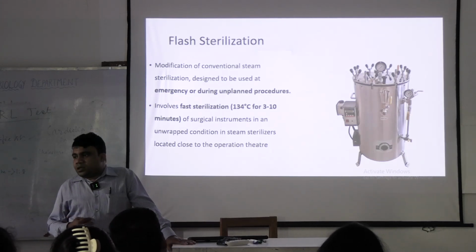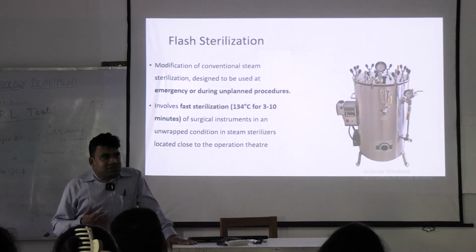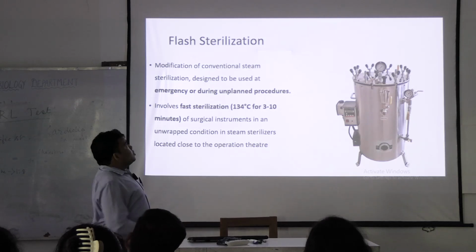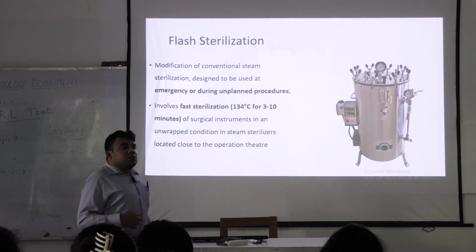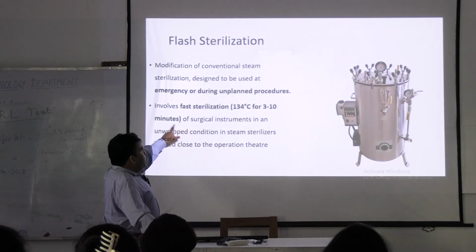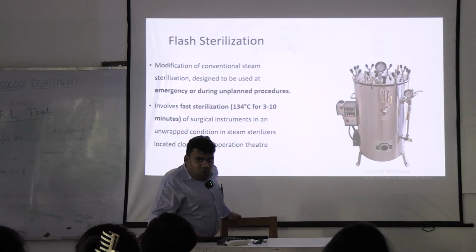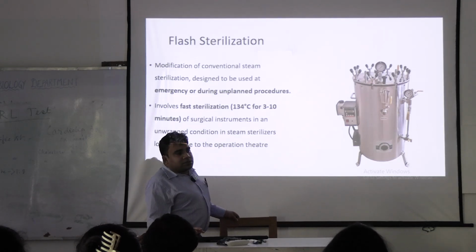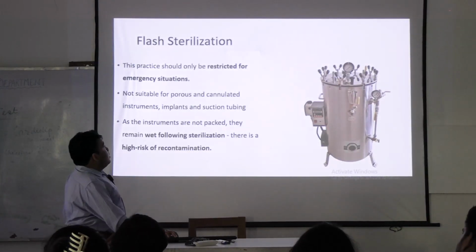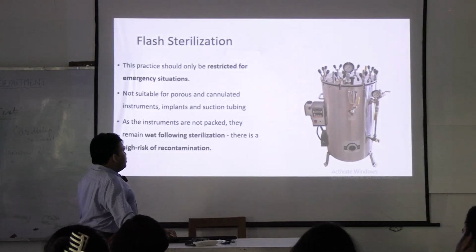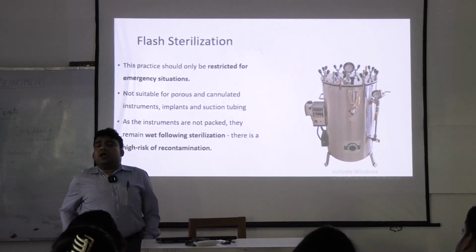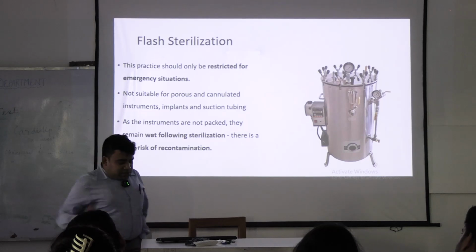What will you do? Can we cancel the surgery? So, there is another method, this is called flash sterilization. This is not recommended, but this is sometimes done. What is done? Over here, we expose at 134 degrees centigrade for 3 to 10 minutes. This is only done in restricted situations. This is not a recommended method because there is still a risk of contamination. But this is the method.